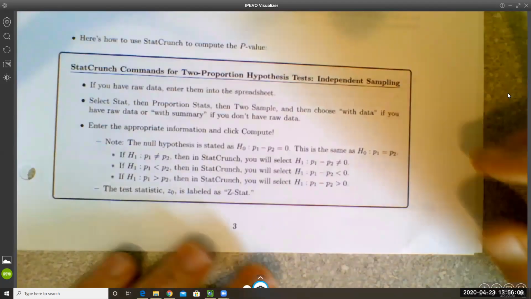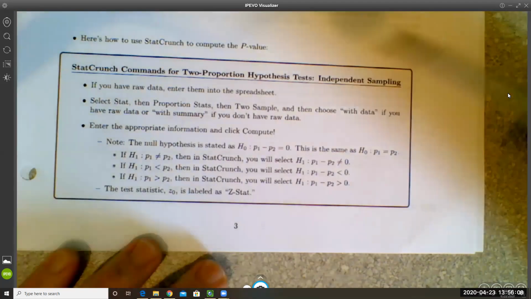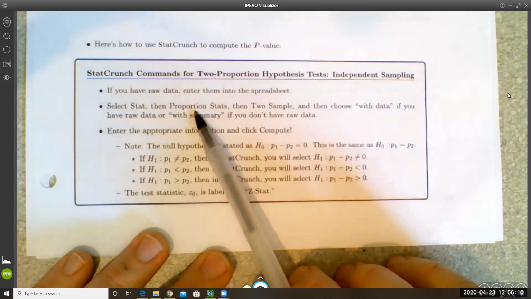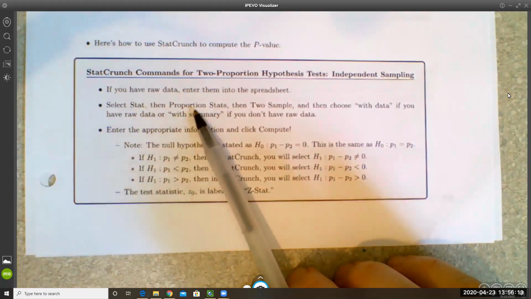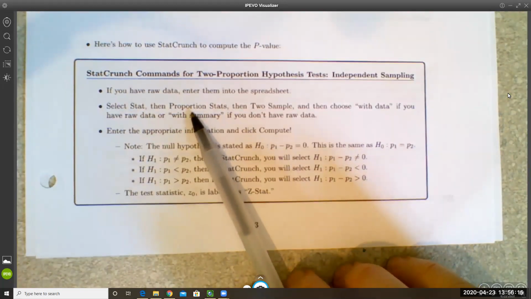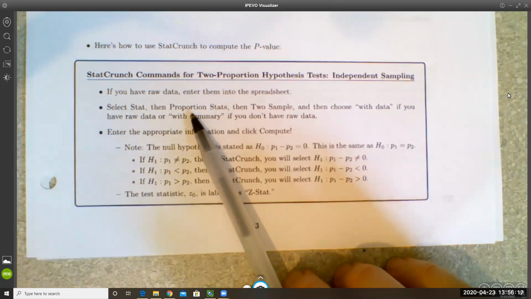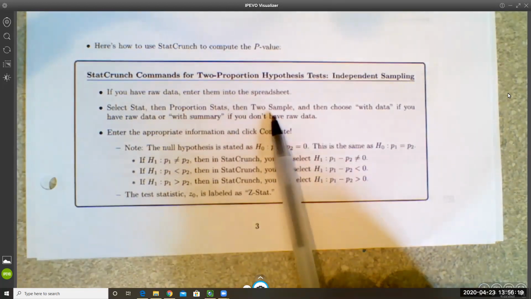Here's how you run the test in StatCrunch. You're going to go to Stat, Proportion Stats, of course, because we're running a hypothesis test on proportions. But what's different now than what we did before is that you're going to go to Two Sample because you have two samples, right?